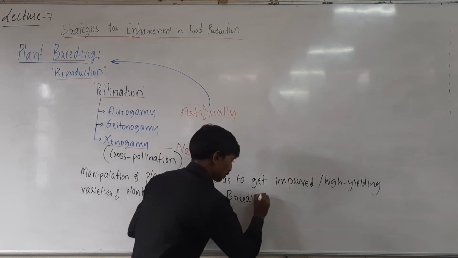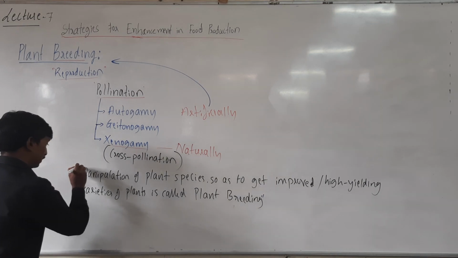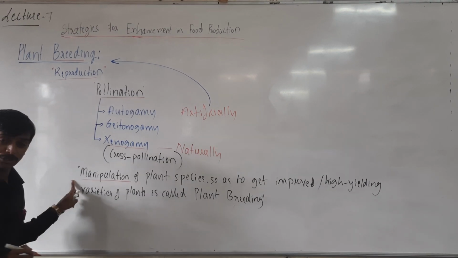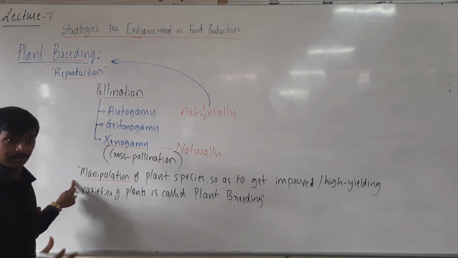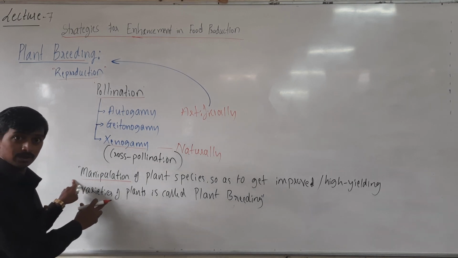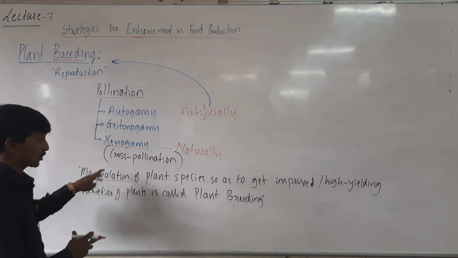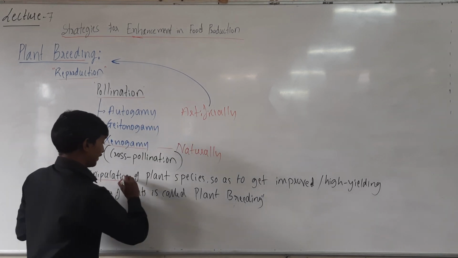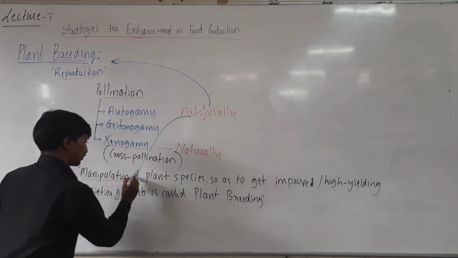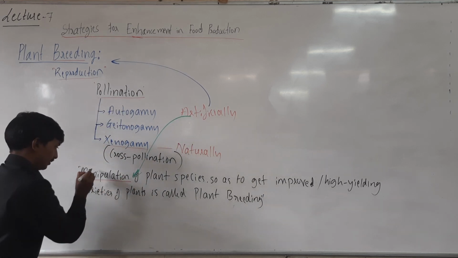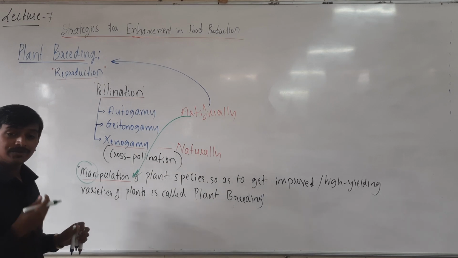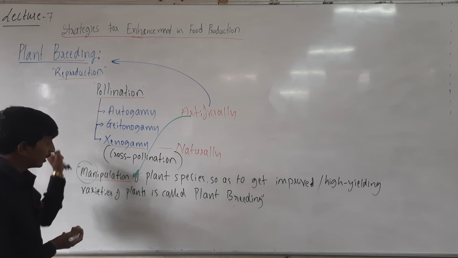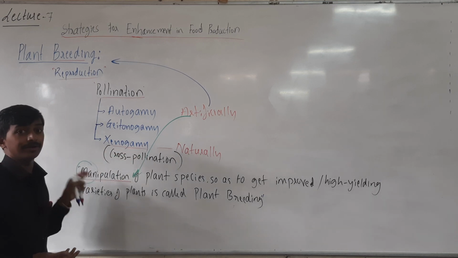Okay, here you should focus on the word manipulation. This word has a lot of meaning. Manipulation means any process, any technique, any method which is done artificially. Manipulation refers to any process which is man-made, done by man, right? So here the pollination is manipulated.